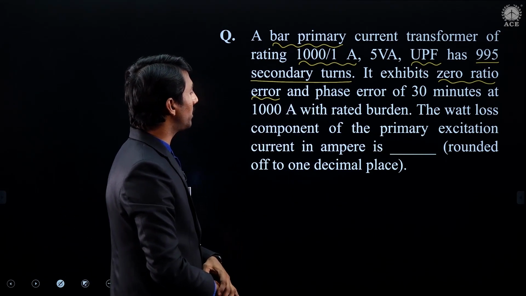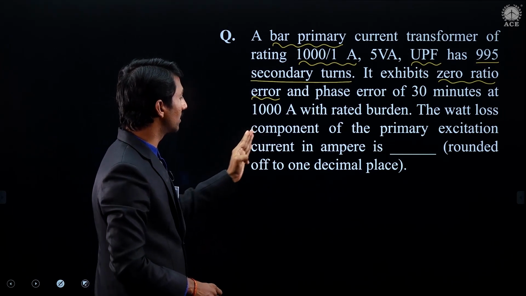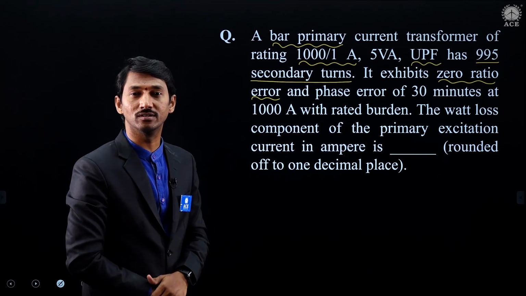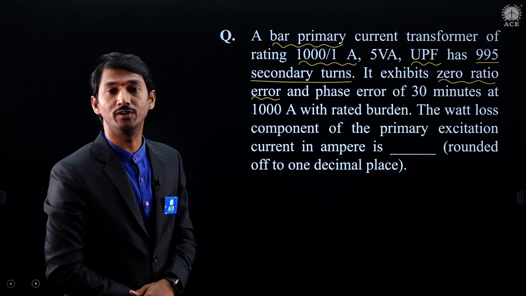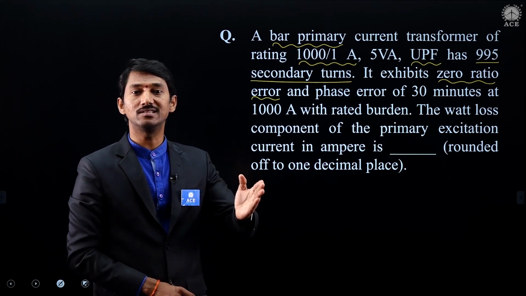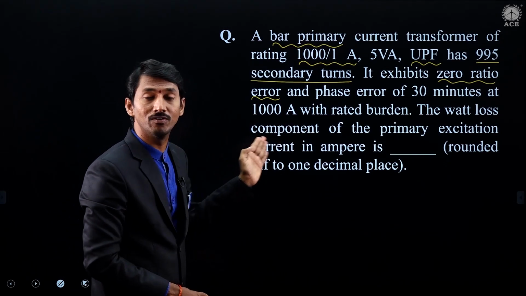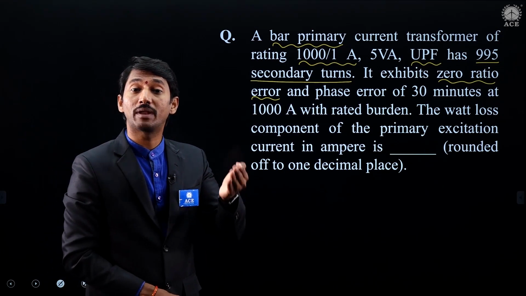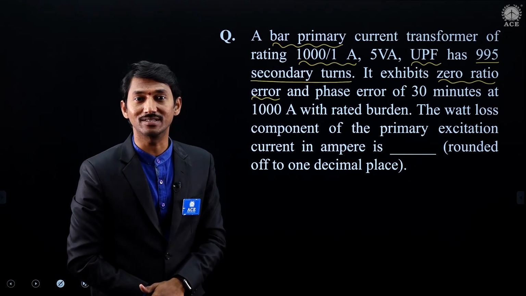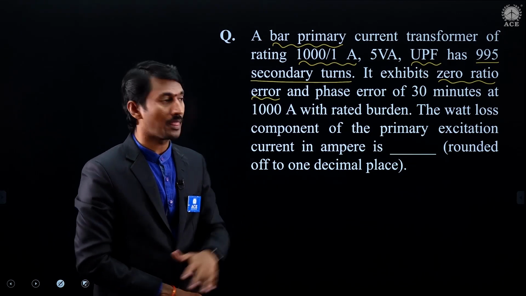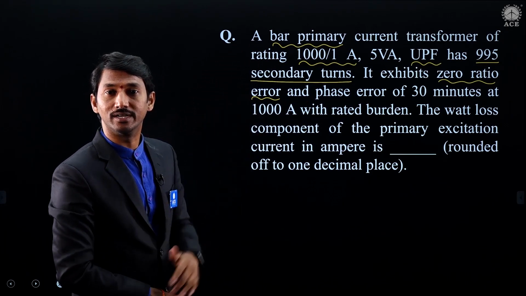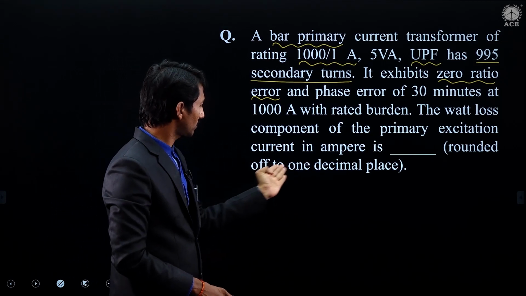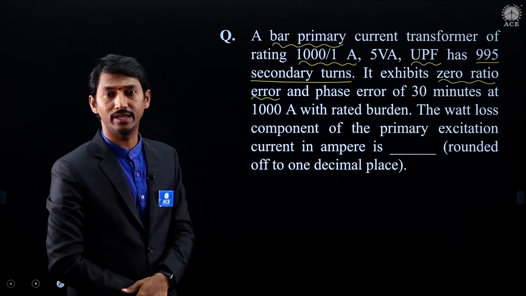The watt loss component of the primary excitation current in amperes is, watt loss component of the primary excitation means IC value you require, nothing but IM we can say. IC is the watt loss component of the primary excitation current, that is I0 we can say. So we need to find the IC value, considering the given conditions. It is a numerical answer type with decimal values. You need to round the figure to 1 decimal place according to the question.